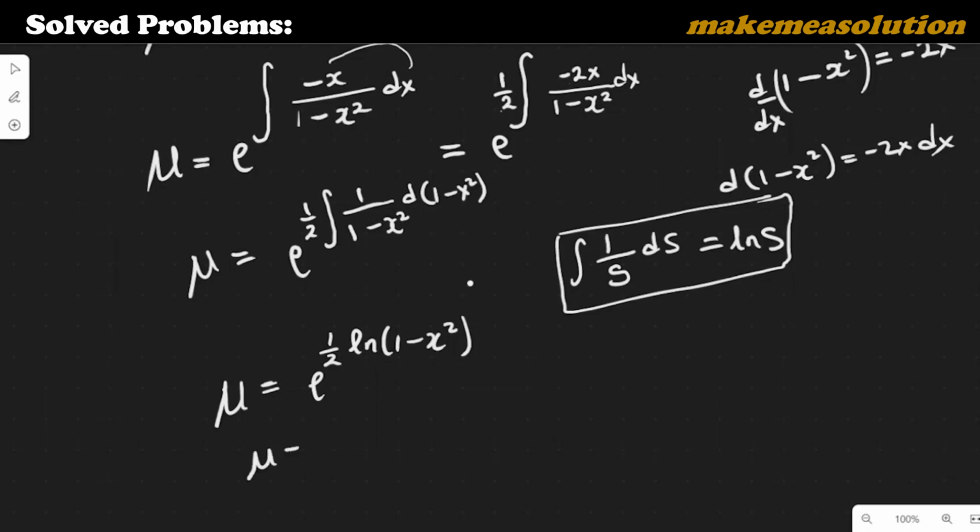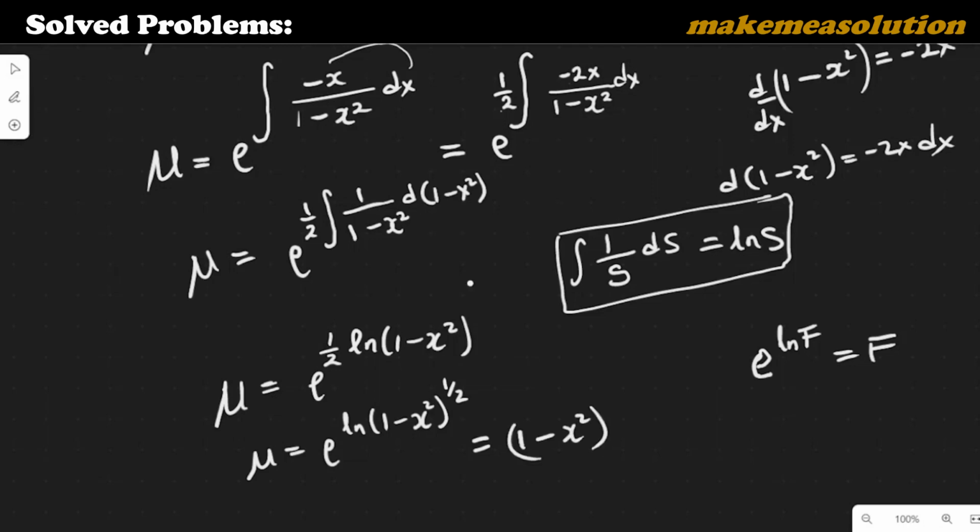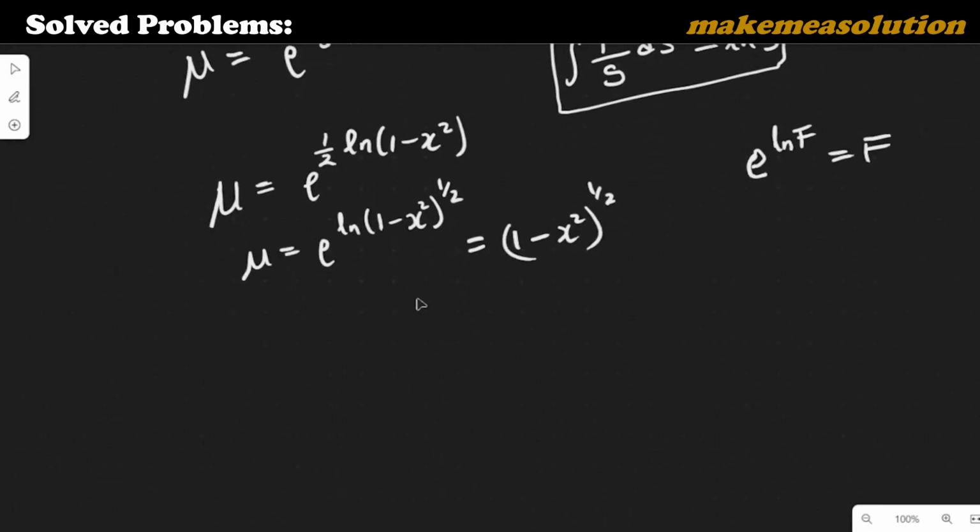So mu is now going to be exponential ln, applying the law of logarithm, 1 minus x squared raised to the power of half. And according to the rule that exponential ln f is equal to f, then exponential ln half of 1 minus x squared is actually 1 minus x squared raised to the power of half. So this is the value for our what? Mu. Is that okay? This is the value for our mu, which is 1 minus x squared raised to the power of half.